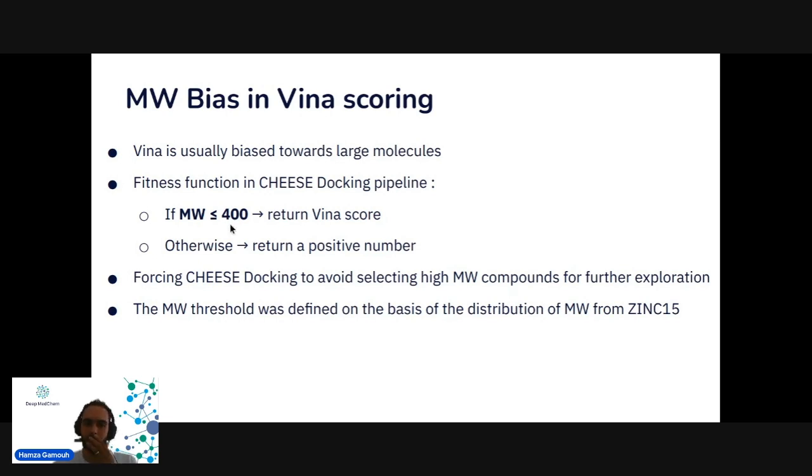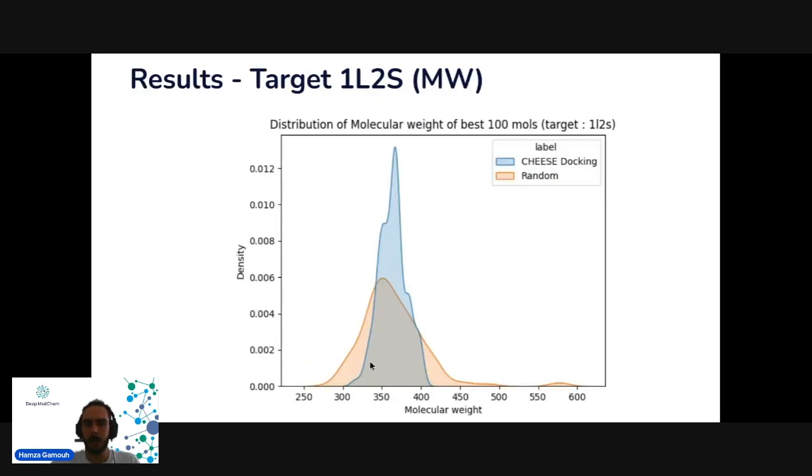That's why we applied this threshold, in order to have a comparable molecular weight range to what we have in the random distribution. You can see here the best random molecules in terms of molecular weight for this target, and what the CHEESE tool finds lies in a similar range to where most of the molecules are. Potentially you can also allow the selection of high scoring molecules, but you should control for molecular weight as well. If you want to compare with random, you should select the same range of molecular weight.